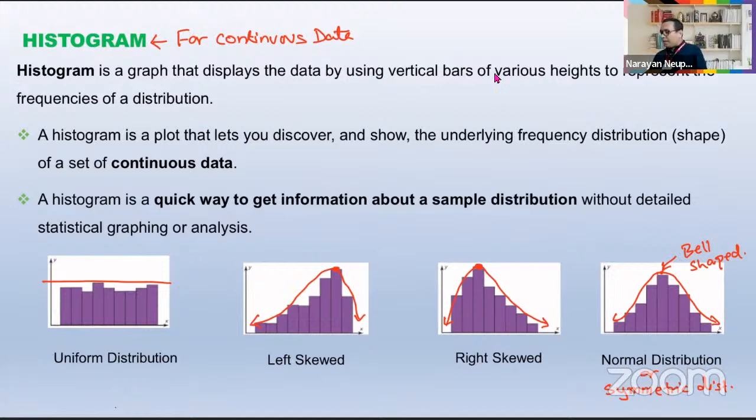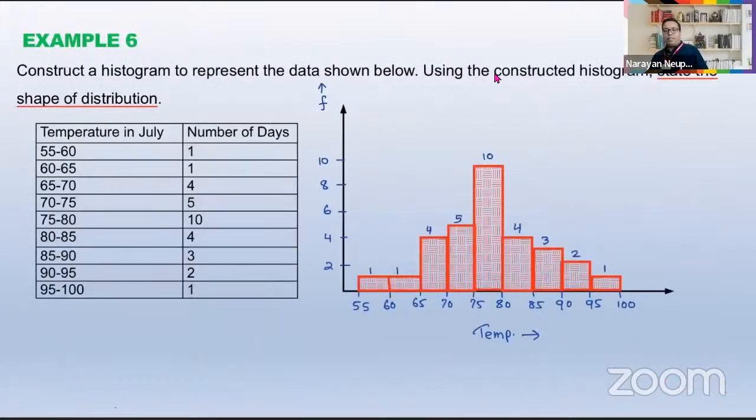Okay, now let's go to that example 6 that we are looking at. What do you think about this distribution now? It is pretty much normal distribution, right? Because we have the tallest bar in the middle and we have almost equal amount of data on the left and equal amount of data on the right.